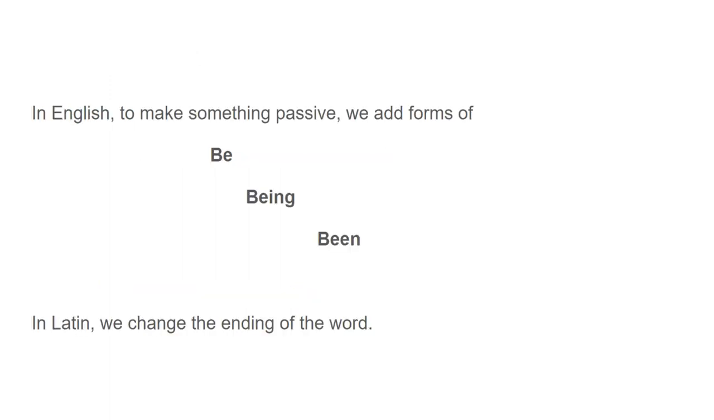So you are on your way to making some passive voice sentences in English. A quick and easy guide to make something passive in English is to use these words: be, being, or been. Be, being, or been. So examples. I want to be made the prom queen, something like that. She was being made the prom queen. She has been made the prom queen.